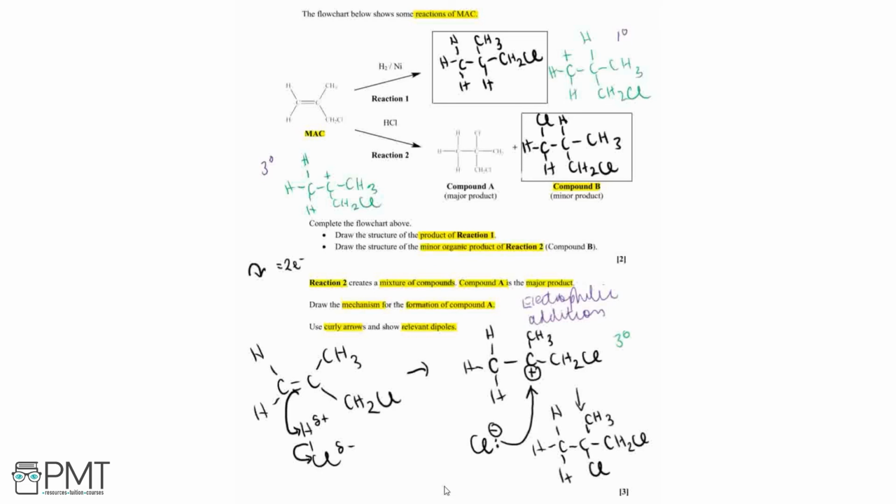For this question, there was a mark for drawing the first arrow from the double bond to the hydrogen. The second mark was for drawing the dipole on the HCl and for drawing this second bond, which was breaking the bond between the hydrogen and the chlorine. And then the third mark was for drawing your curly arrow in this intermediate, showing that chlorine going to that carbocation overall.